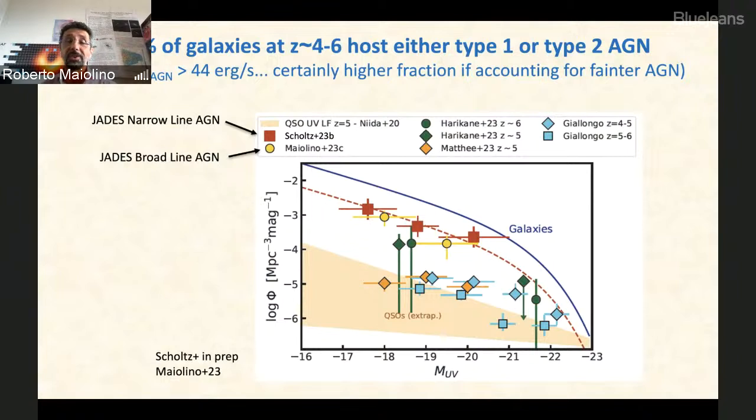And this, as was discussed earlier today, has important implications. It's much larger than what is expected by the quasar extrapolation. And one should also take into account that we are limited in sensitivity to probing AGNs more luminous than 10^44, which is still a considerable luminosity. If we could go even fainter, probably the fraction of AGNs would increase even higher. And I'll illustrate later that there might be this possibility of exploring even fainter AGNs.